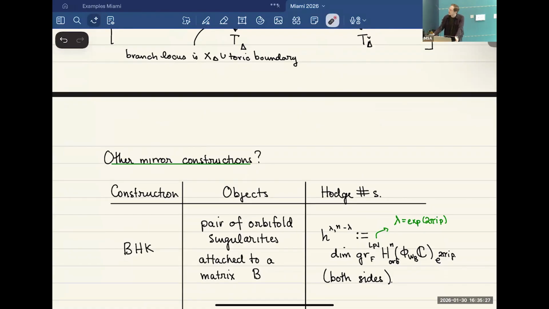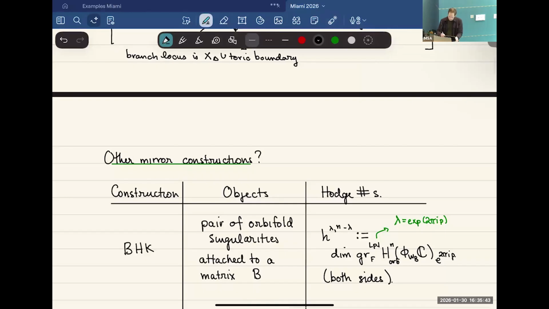First of all, I'll mention the BHK construction. This is Berglund-Hübsch and Krawitz. In the BHK construction, the objects that appear are essentially pairs of orbifold singularities attached to a matrix B. This B will be a square matrix with positive integer entries.